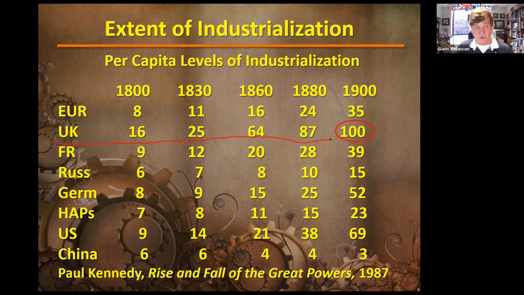Now, over the course of the 19th century, they did double, right? They went from 6 to 15. But that doesn't put them anywhere near where they need to be to compete with British industrialization. The Germans got to 52%. The Habsburgs at 23. The United States at 69. Right?